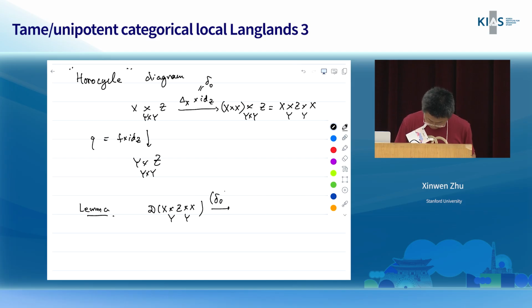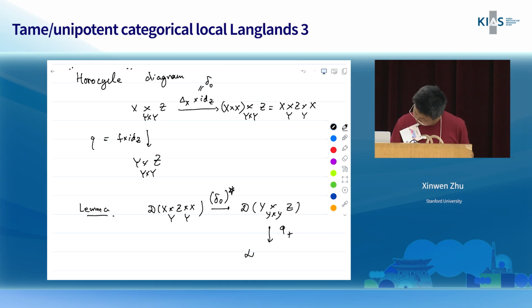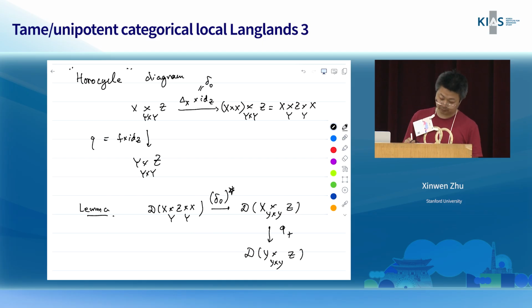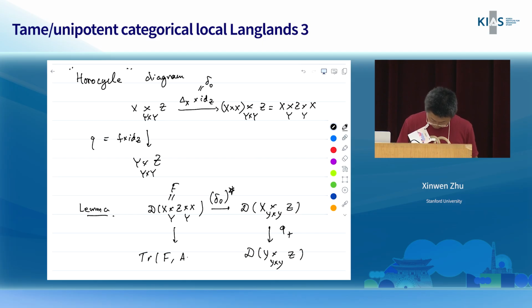You can pull back to D of Y times Y. Then you can push forward Q to D. Oops, here is X, it's crucial, Y times Y over Z. And then geometrically you can do this push. And the claim is this functor, we call this F, factors through the trace of F of a module.